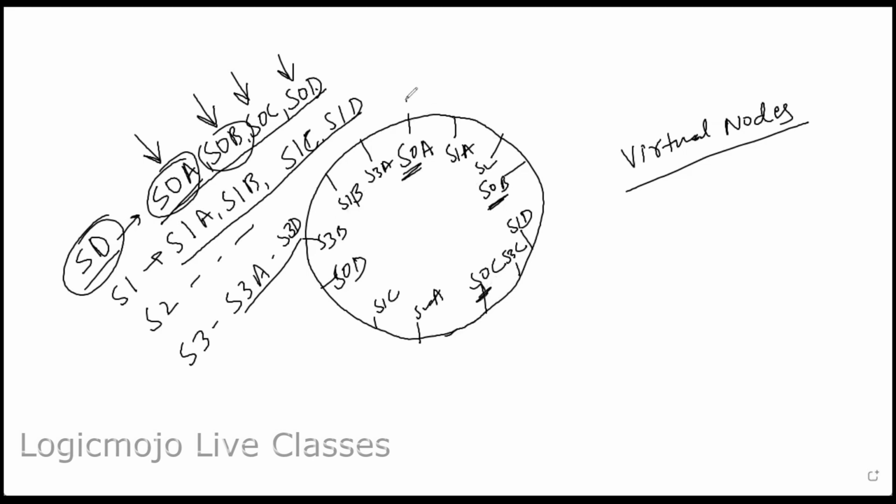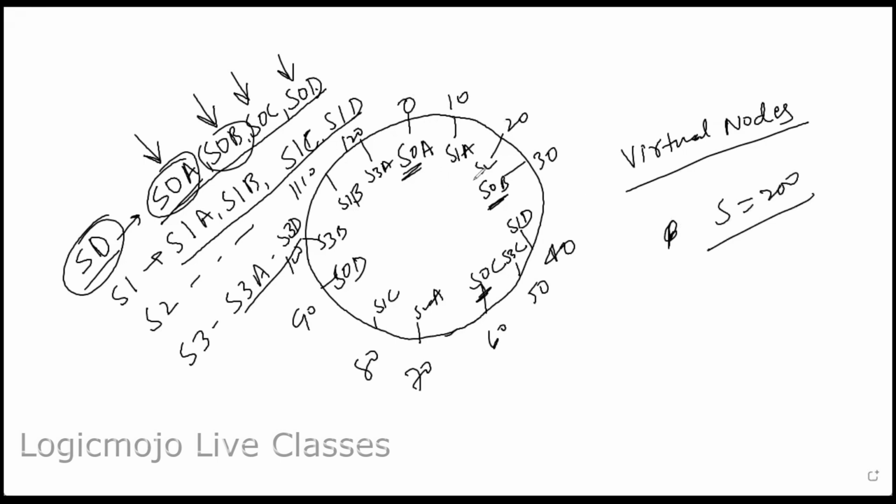Just think about these ranges: 0, 10, 20, 30, 40, 50, 60, 70, 80, 90, 100, 110, 120, whatever. Suppose the ring size goes till 200. My ring size is 200 here. So what has happened now is that any value which lands after S0 up to S1A will go to S1A, which is nothing but the S1 physical server. Anything which lands between 70 to 80 will land on S1C, that is also S1. Anything which lands between S3 to S1 will also land on S1 only.